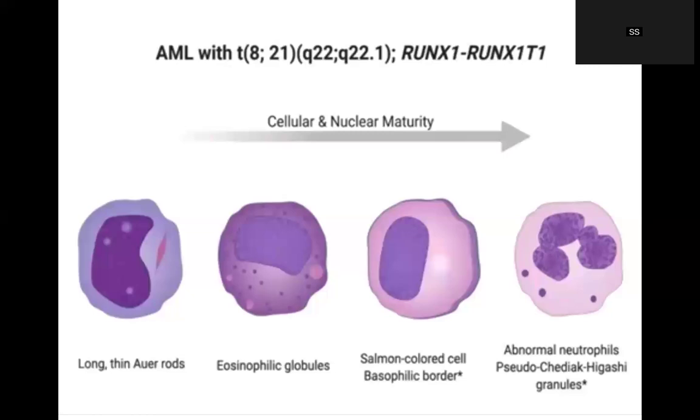The large blast cells will have long, thin Auer rods, and there will be eosinophilic globules in the cytoplasm, and there will be salmon-colored cells with a basophilic border, and abnormal neutrophils will be present with large granules, that is nothing but pseudo-Chediak-Higashi granules. Then we completed our AML with inversion 16, that is the encoding CBFB-MYH11 translocation. Then acute myeloid leukemia with a translocation 8;21, RUNX1, RUNX1T1. So these both categories don't need the 20% blast criteria. It can be less than 20 also.